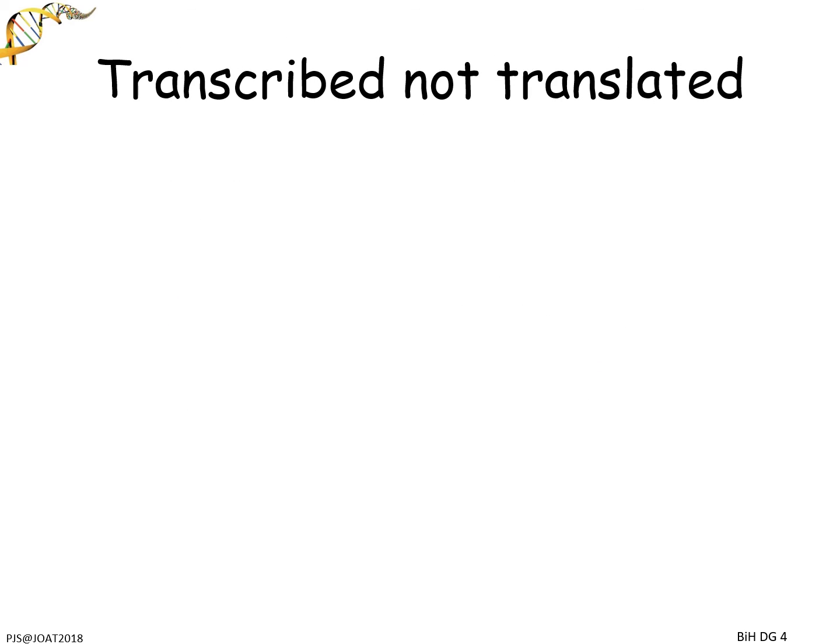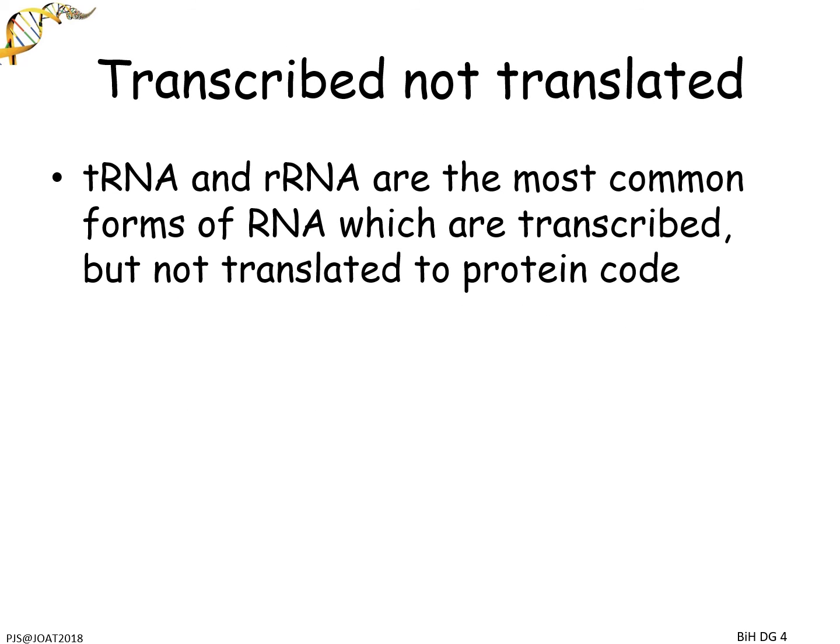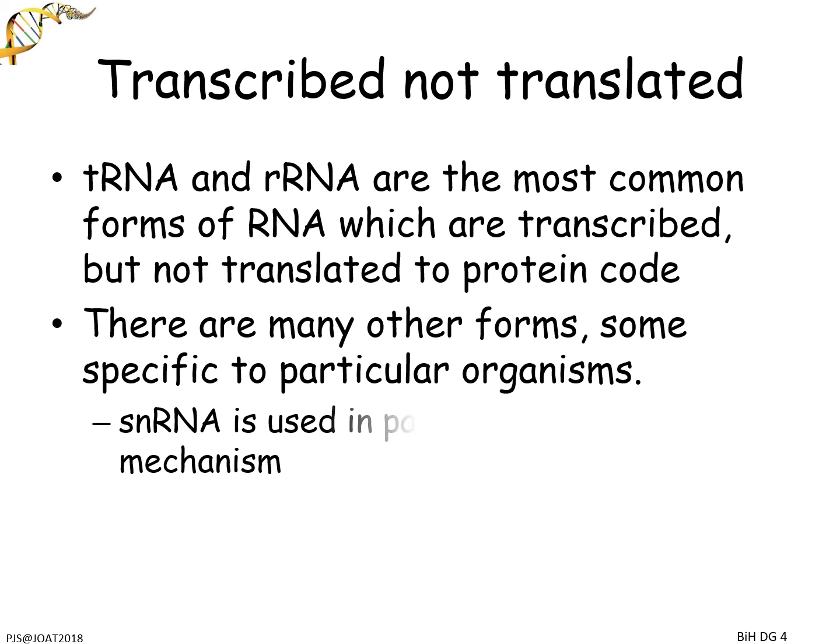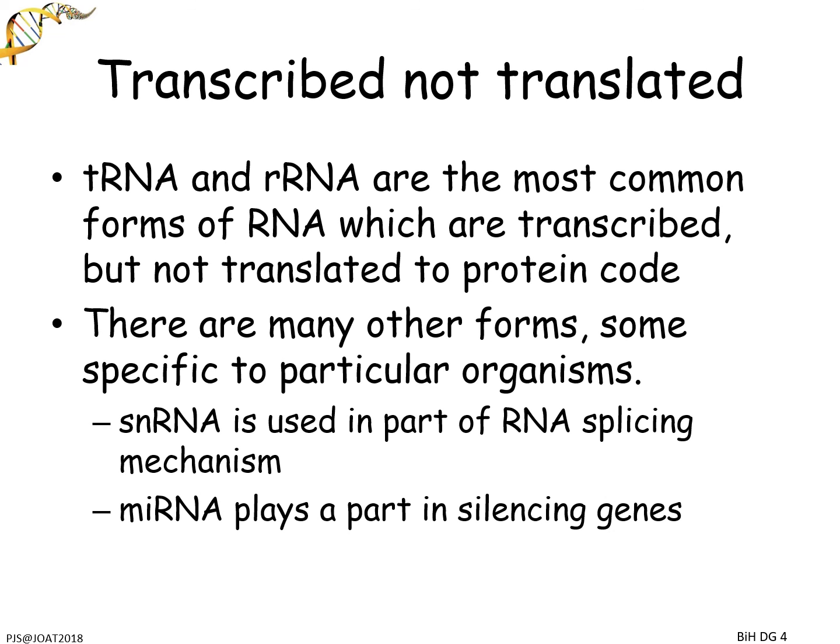And finally, we have transcribed but not translated. So I mentioned tRNA already, but rRNA you should also recognise as that's not actually translated. That is an RNA form that is just associated with proteins to make the ribosome. And there are other forms of RNA, some of them just found in particular organisms. You don't need to know the examples of them, just know that it's not just the 3 forms of RNA that we have, there are more.